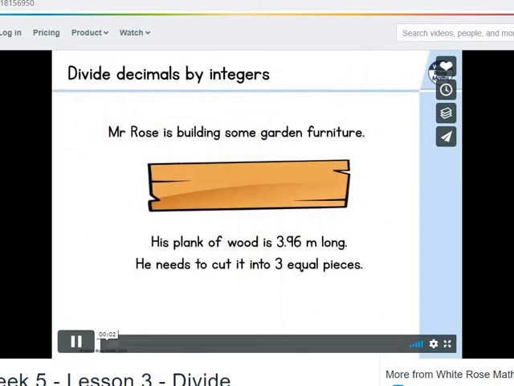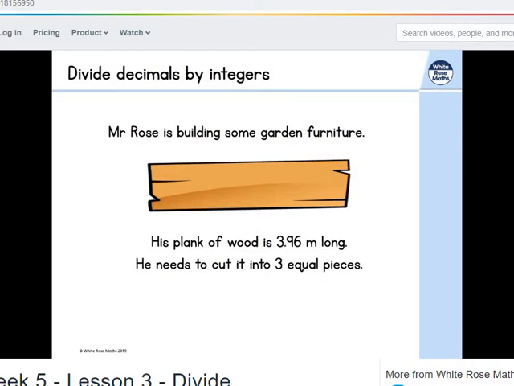Hello there, welcome back. Today we'll have a look at dividing decimals by integers. Again, remember those whole numbers. So we're going to start with the problem. Mr. Rose is building some garden furniture. His plank of wood is 3.96 metres long, and he needs to cut it into 3 equal pieces. How long would each piece be? Let's think about how we might do that one.